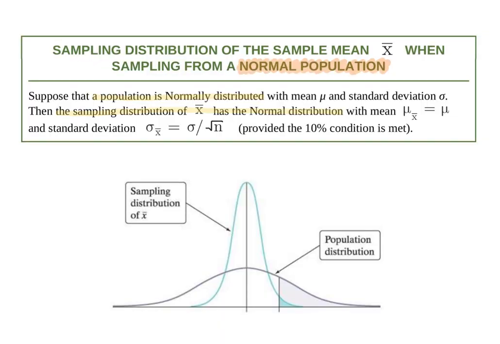Something else that can happen between a population and a sample is this: if your population is normally distributed, for example, this curve here would be the population distribution, so if the population is normal, then your sampling distribution of x bar also has a normal distribution. It might look a little bit taller than the actual population, but that's okay. It's a sample. Weird things happen.